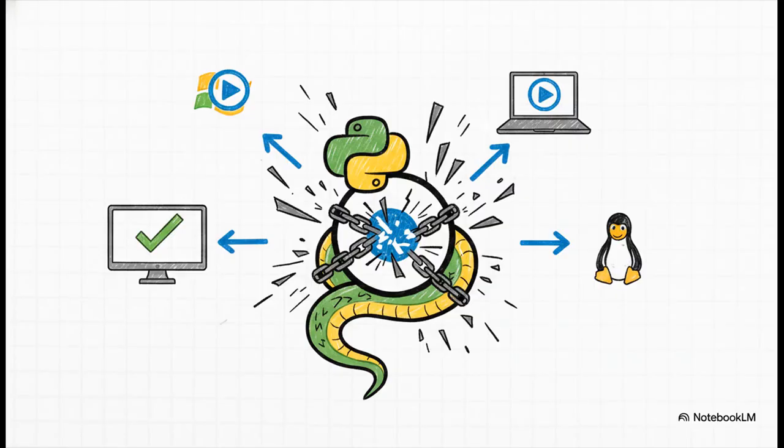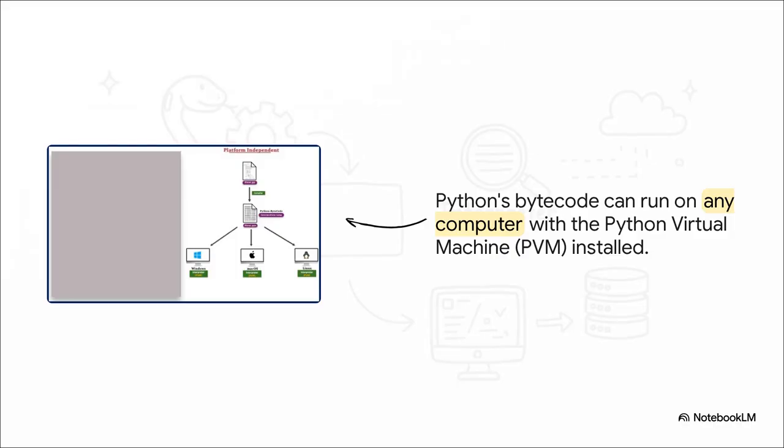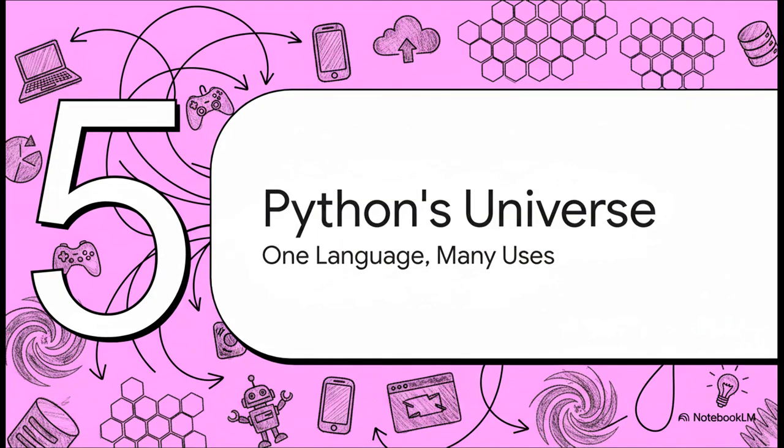But Python's hybrid approach completely changes the game. Because Python compiles to that universal bytecode, you can take that one file and run it on any machine in the world, as long as it has the Python Virtual Machine installed. There's a PVM for Windows, a PVM for Mac, a PVM for Linux, and they all know how to read that same bytecode. This is the famous write once, run anywhere philosophy, and it's a total game changer. And that flexibility, that portability, is the secret sauce. It's the reason why this one language can be used to build such a massive, diverse universe of applications.